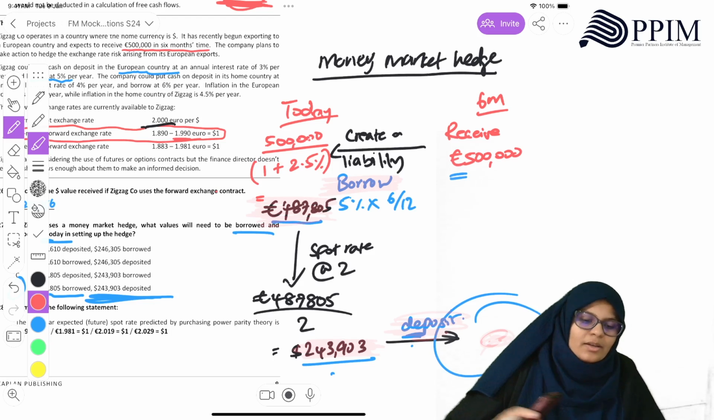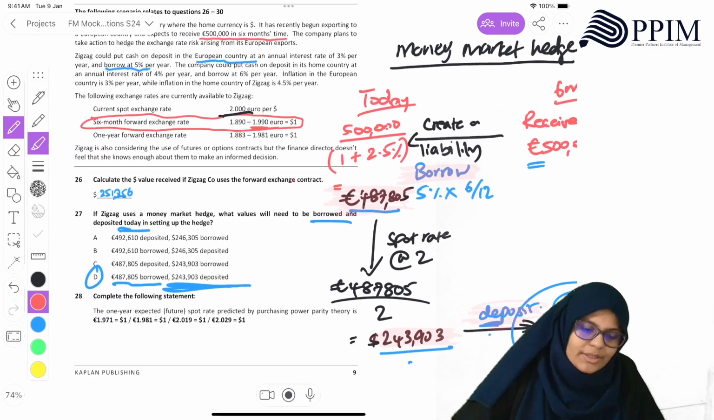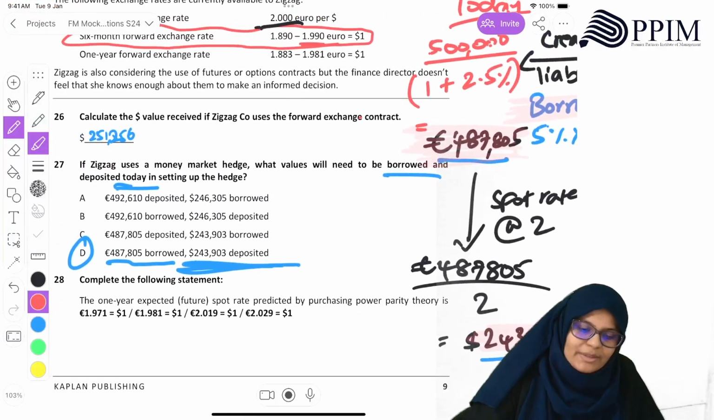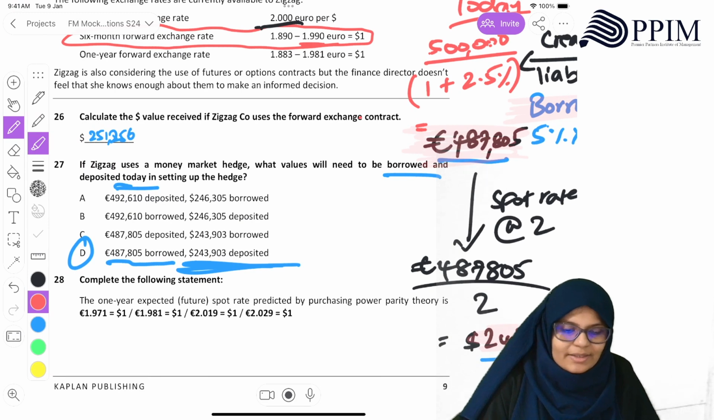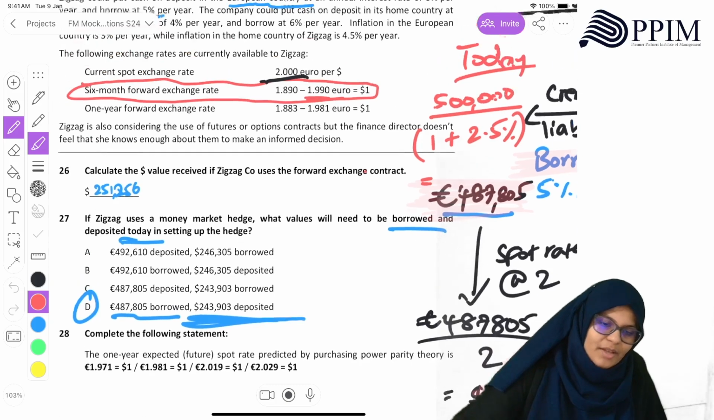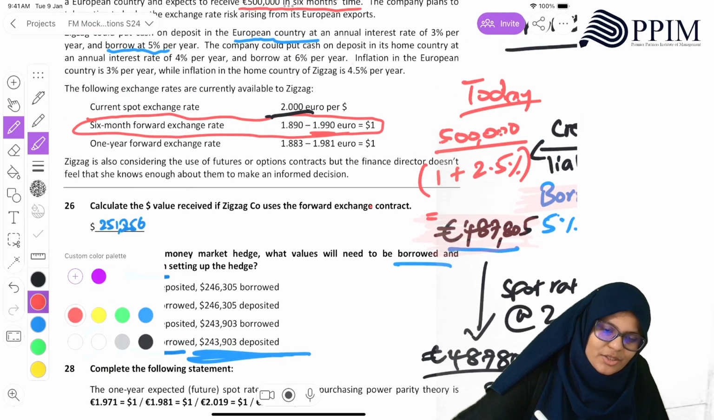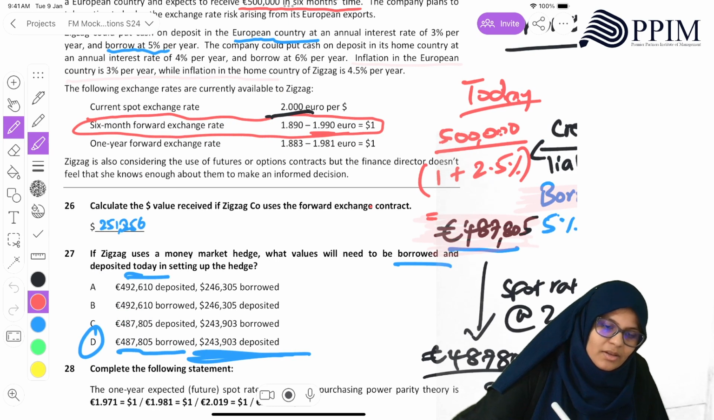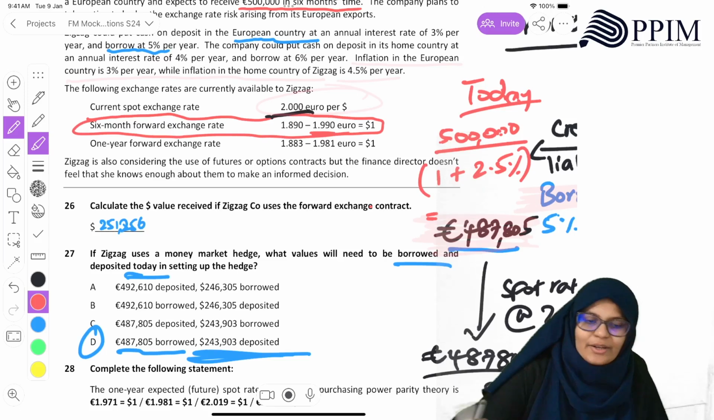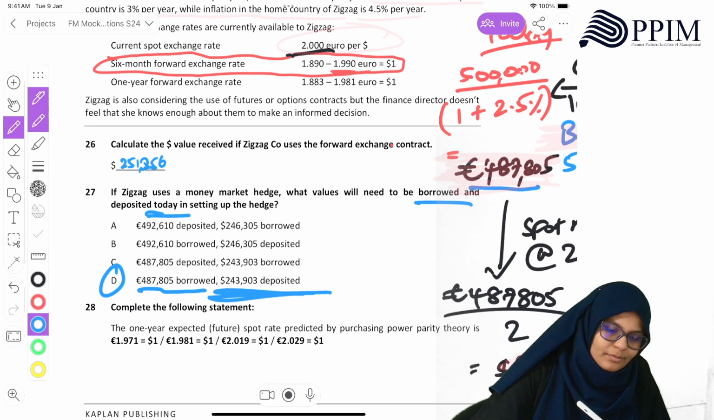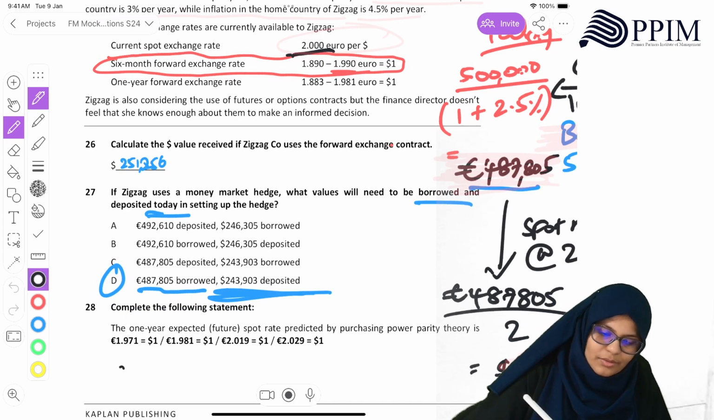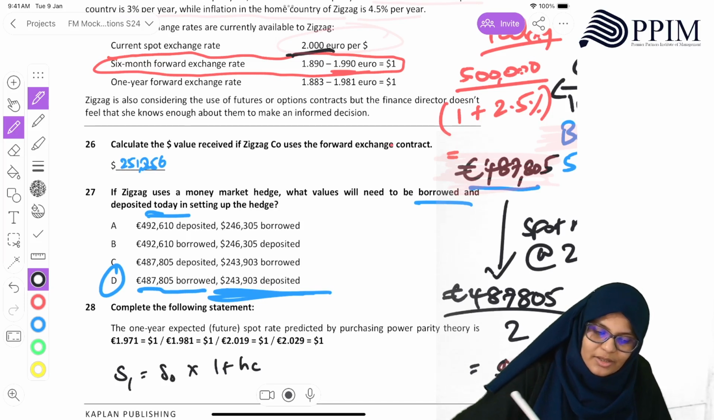Okay, right, so let's move on. Complete the following statements. The 1 year expected future spot rate predicted using purchasing power parity theory is what? Okay, so it's a repetition. I think they had already given me the inflation rates over here. Inflation is there, spot rate is there. To get the future spot rate, you can simply use the equation, right? So the future spot rate will be the current spot times 1 plus inflation in the counter currency over 1 plus inflation in the base.